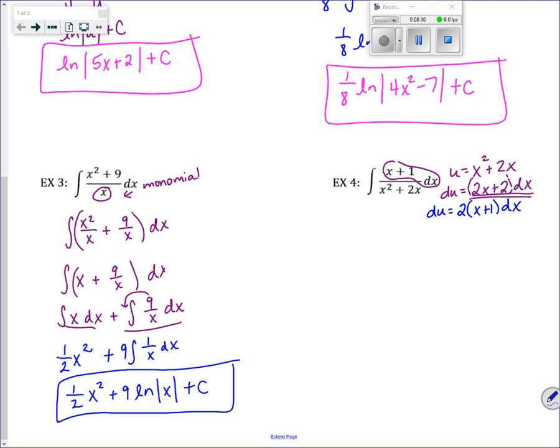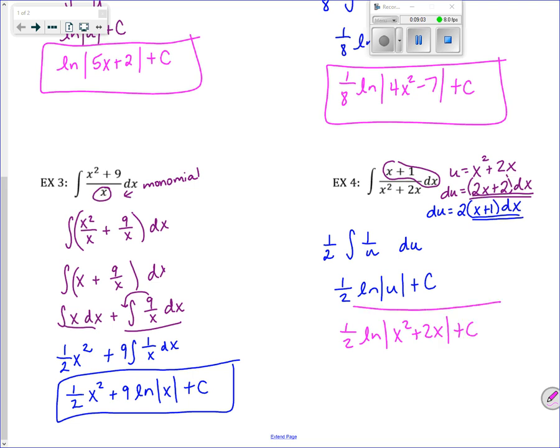Well, piece o' cake, because I can solve for x plus 1 dx. Once again, that's what I have right here. That would be du over 2. So I just have the 1/2. And then I'd have 1 over u. And so I'd have 1/2 ln of absolute value of u plus c. So my answer is 1/2 ln absolute value x squared plus 2x plus c, and there you have it.